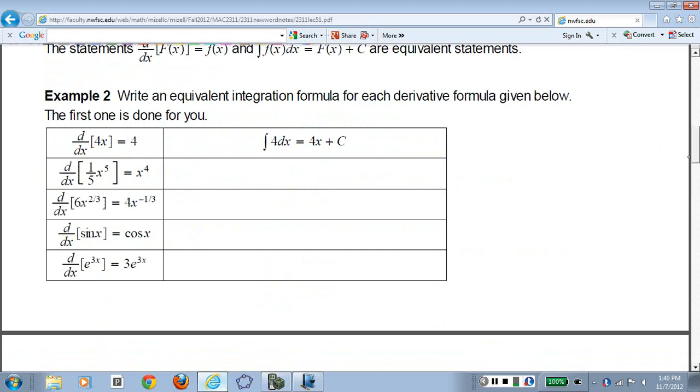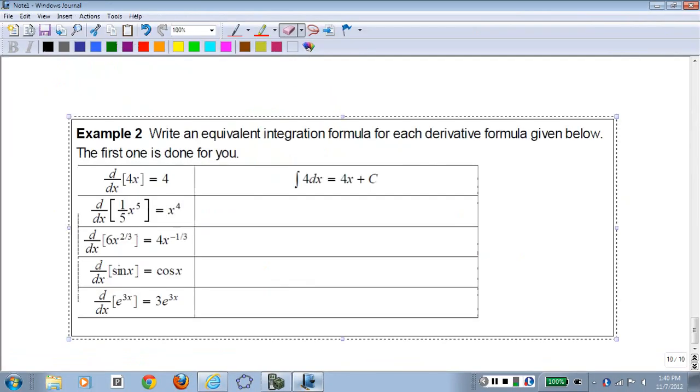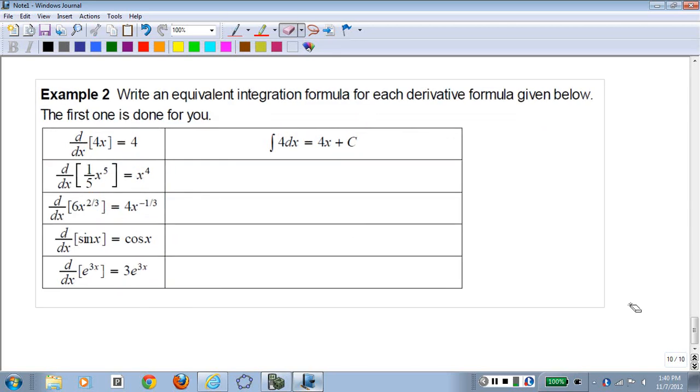Some more examples. Example 2: write an equivalent integration formula for each derivative formula given below. We know that d dx of 4x equals 4. So that means the integral of 4 dx. So we try to think, what can we take the derivative of and get 4? Well, 4x plus 5, 4x minus 11, or just plain old 4x. Keep it simple. Take the derivative of 4x, that would give us 4. So the expression 4x plus c represents the set of all antiderivatives of the constant function 4.